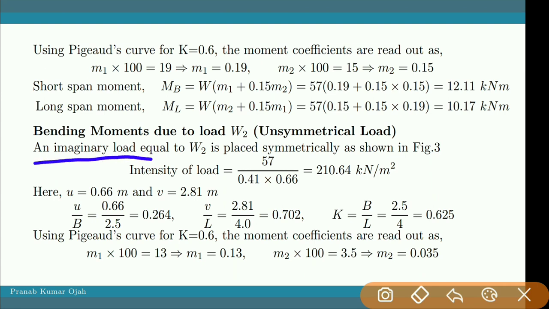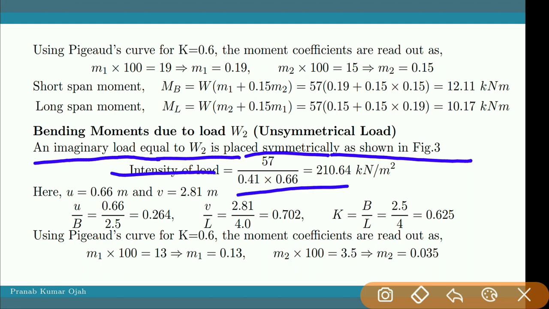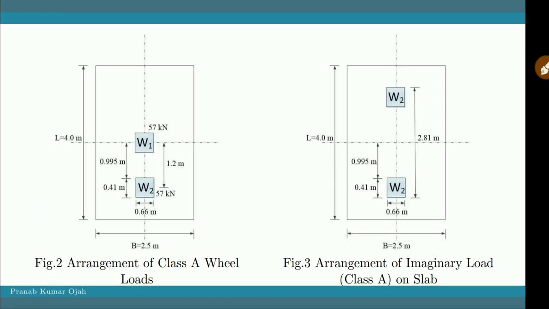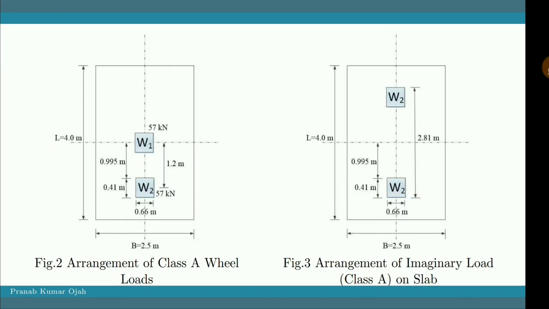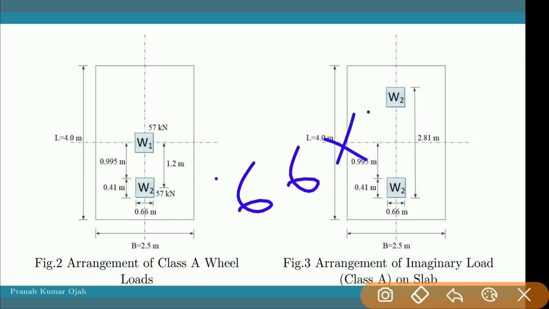Here an imaginary load equal to W2 is placed symmetrically as shown in the figure. Already we have understood this. Then I have to calculate the intensity of load. What is the intensity of load? See, what is the dimension of this W2? This is the contact area of the wheel after dispersing through the wearing coat, which we have already discussed, which is 0.66 into 0.41, clearly shown in the figure.